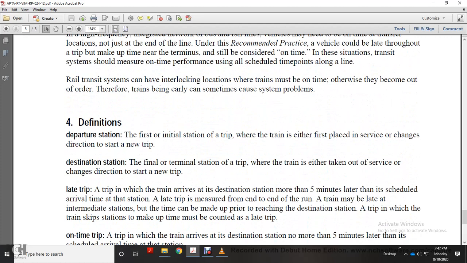All right, and then we're going to read the definitions. Departure station: the initial station where the train is either first placed for the trip or the train starts in the direction of the new trip. Destination station: the final terminal station of the trip where the train is either taken out of service or the train starts in the direction of a new trip.